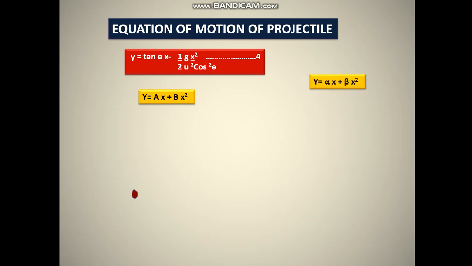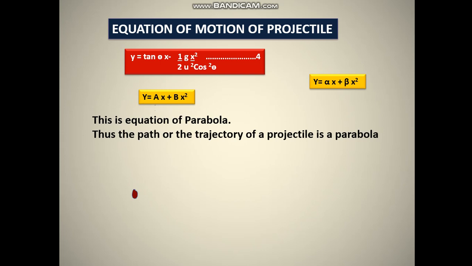We can also write it as y is equal to alpha x plus beta x square. This is nothing but the equation of a parabola. Thus, the path or the trajectory of the projectile is a parabola.